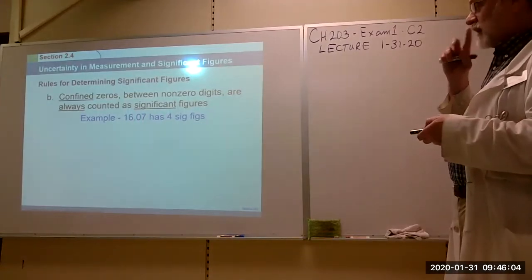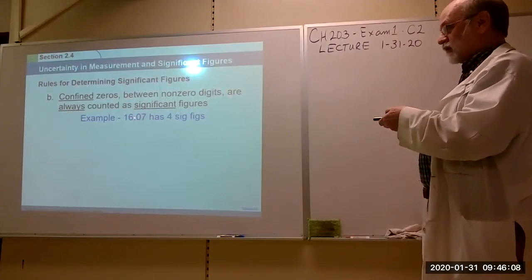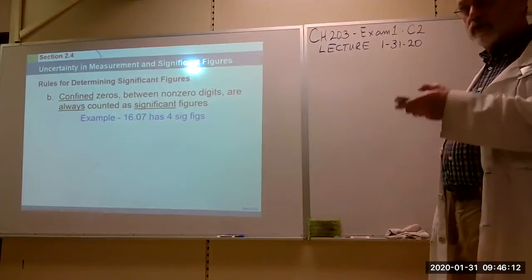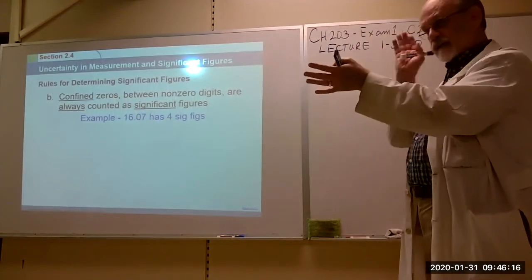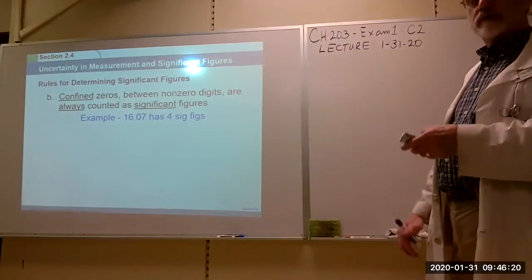Okay, so that 0 is significant because it's confined by non-zeros. And it just so happens to have a decimal there, but it doesn't matter whether it has a decimal or not. If it's got non-zeros on either side, that 0 is significant no matter where it is. Decimals are not the deciding factor.